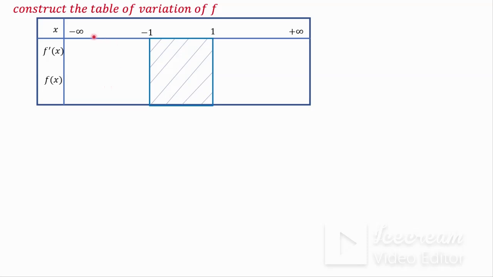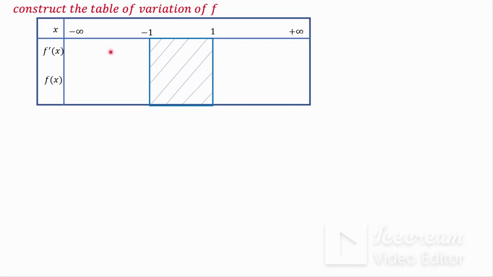So our domain of definition was simply negative infinity, -1 union 1, positive infinity, where -1 and 1 are not included in our domain of definition. Take note, that's why I shaded this region, in between -1 and 1, which is not included in our domain of definition.